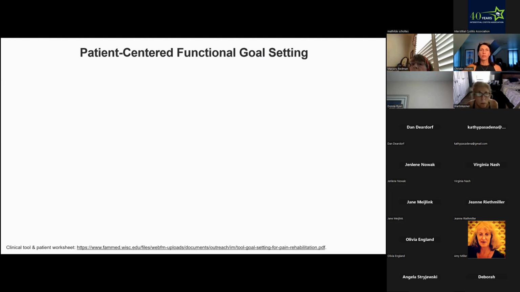Another component of patient-centered care is functional goal setting. So a lot of times people who have chronic overlapping pain conditions or chronic pain in general will say, well, I go to the doctor and they just say, how bad is your pain on a scale of 0 to 10? But we never talk about what are my goals with treatment? What things would I like to get back to doing? It's just, how bad is it? You know, how bad has it been over the last week?